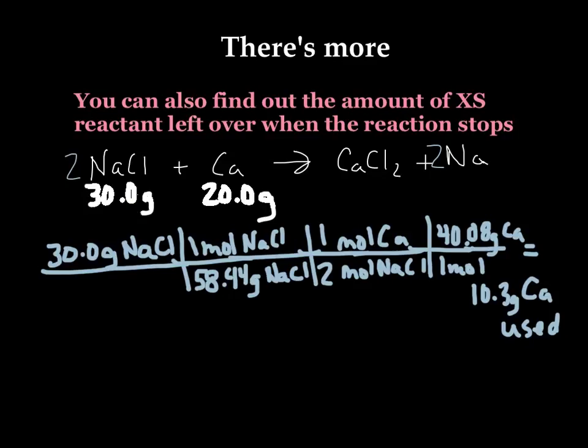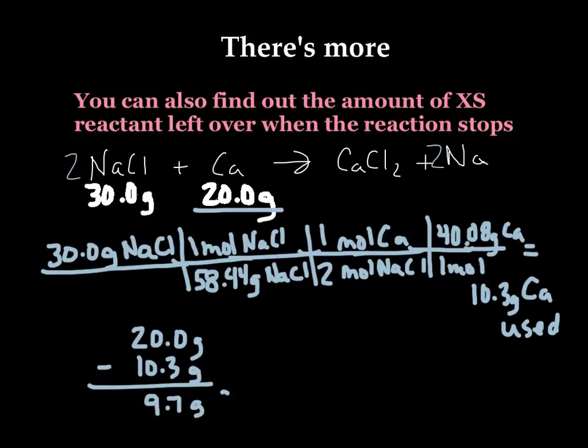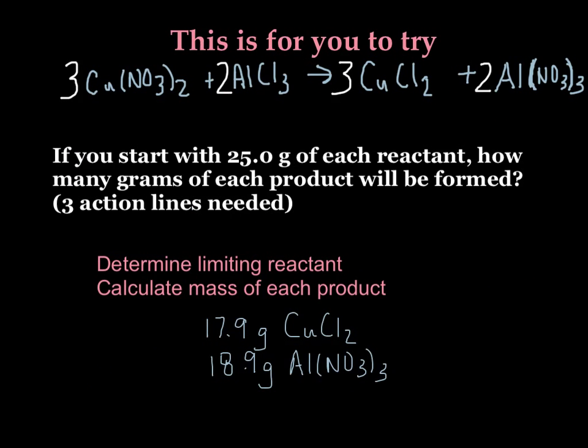And that's why we don't do a gram to gram ratio, it's a mole to mole ratio. And so we go back here, we can figure out how much was left over. We started with 20 grams of Ca. So if we have 20 grams and then subtract the 10.3 grams that we used, we find out that we have 9.7 grams of Ca remaining. Should be left over at the end. And that could be useful to use.